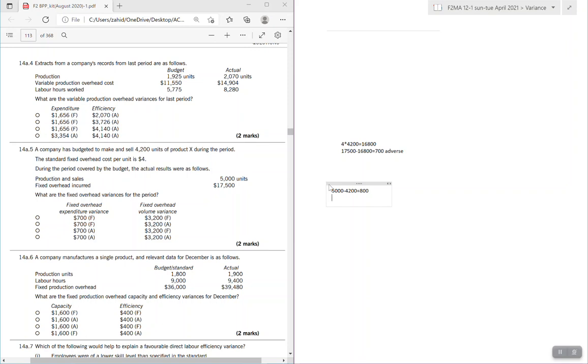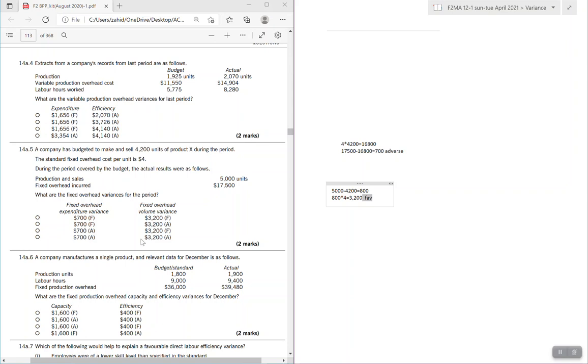So we have 800 favorable, multiply by the rate per unit, which is 4, we have 3,200 favorable. So we have 700 and 3,200. 700 is adverse. So we have about 2,500 favorable variance.